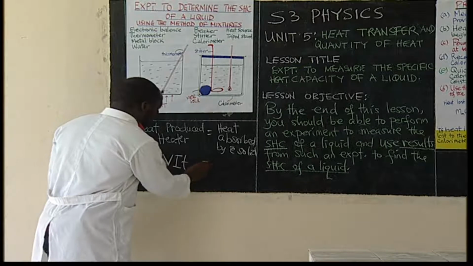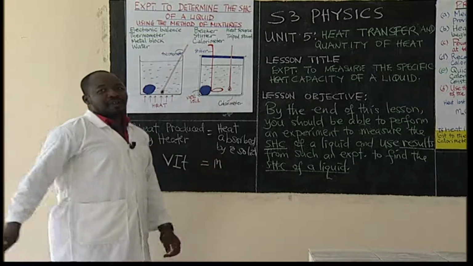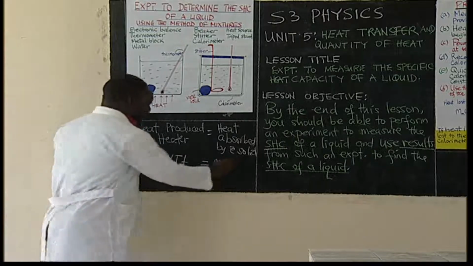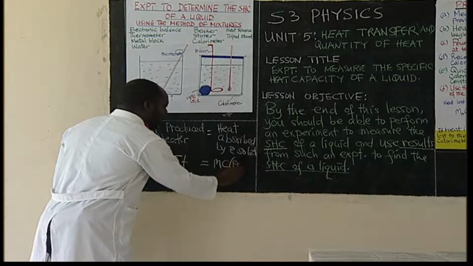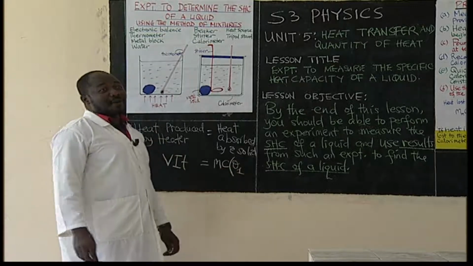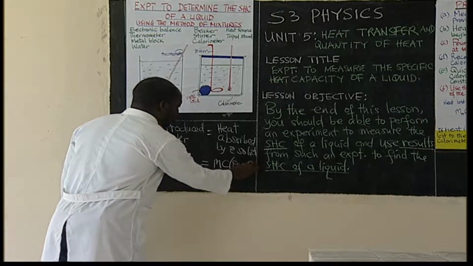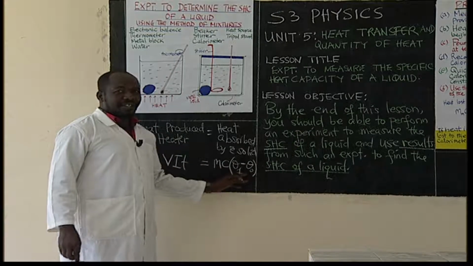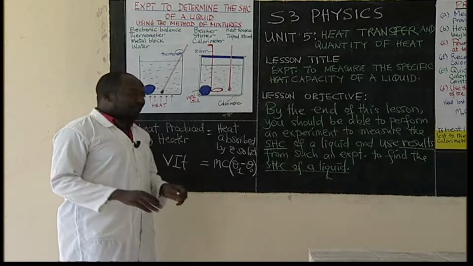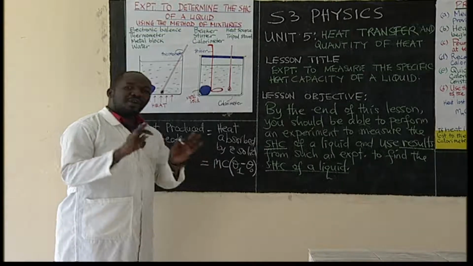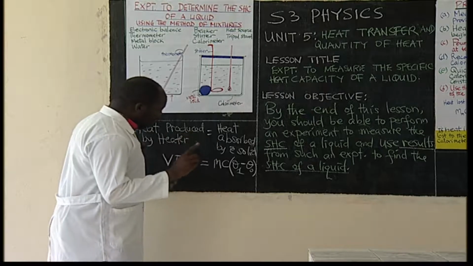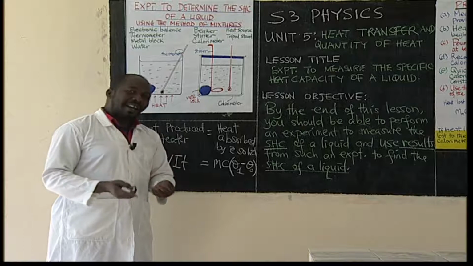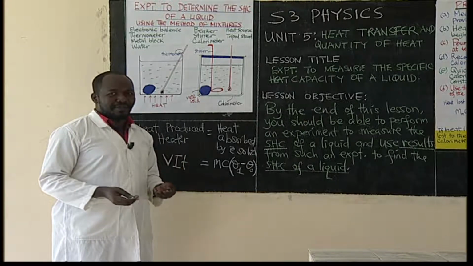And so VIT is equal to mass, which is the mass of the solid, times the specific heat capacity of the solid, times the temperature change, where we said it is the higher temperature, which is theta 1, minus the lower temperature, which is theta 0. Some people use theta 1 and theta 2. No problem. Some people even use T1 and T2. No problem. You should only know, why am I using theta 1? Between theta 1 and theta 2, which one is bigger and which one is smaller? That's the most important thing.